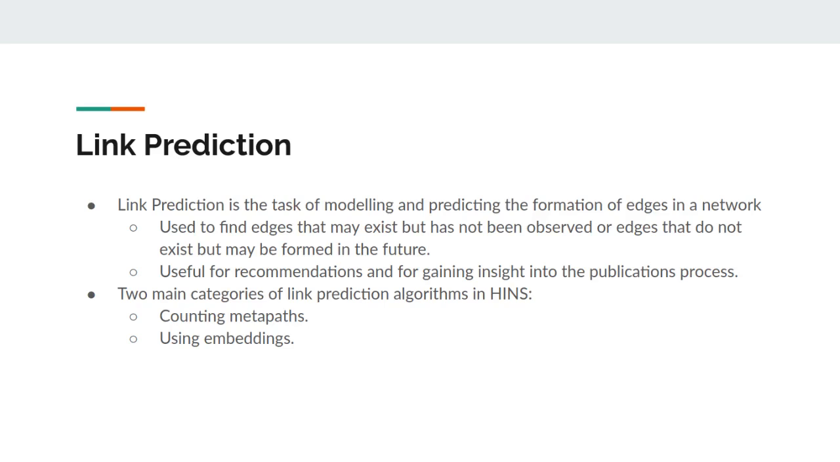Link prediction is the task of modeling and predicting the formation of edges in a network. Predicted edges may correspond to relations that exist in the real world but have not been observed in the dataset, or to relations that do not exist but are likely to be formed in the future. On a bibliographic network, link prediction can be useful for providing recommendations and for gaining insight into the publication process. Algorithms for link prediction in HINs can be divided in two main categories.